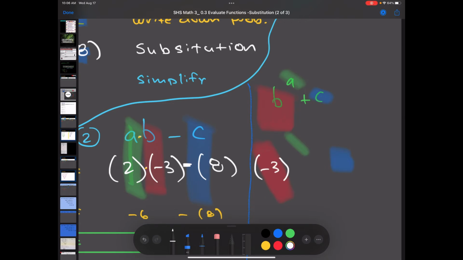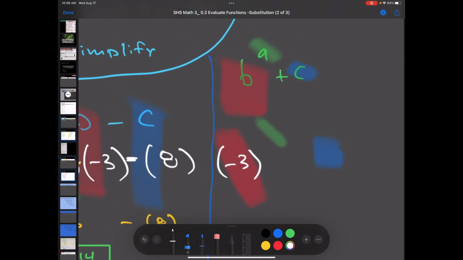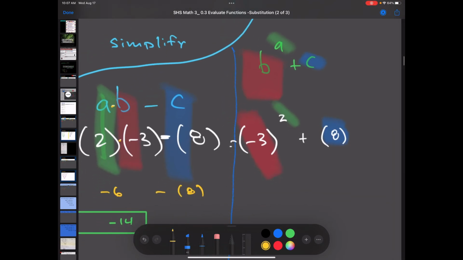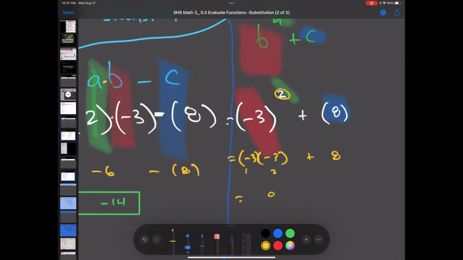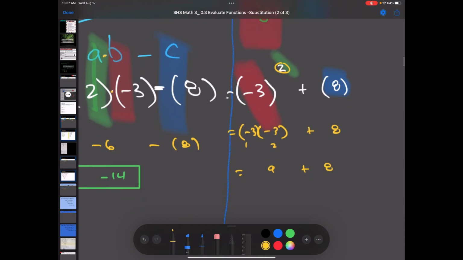Do you see it? Then the green, or a, is 2. Plus, the c value is what? 8. This is what we should have so far. Raise your hand if you have that on your paper. Good. I'll tell you what the mistake is afterwards that students are making. Okay, remember, the square tells us you have 2 of them. Negative 3 times negative 3, which is what? Positive 9. And 9 plus 8 is 17.